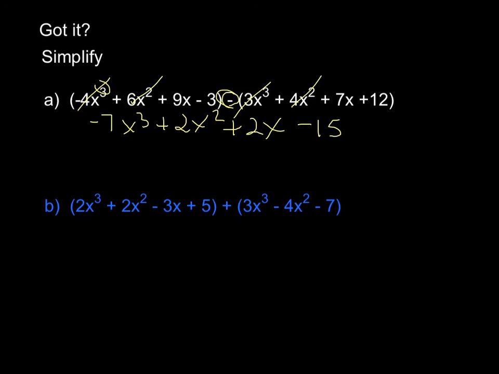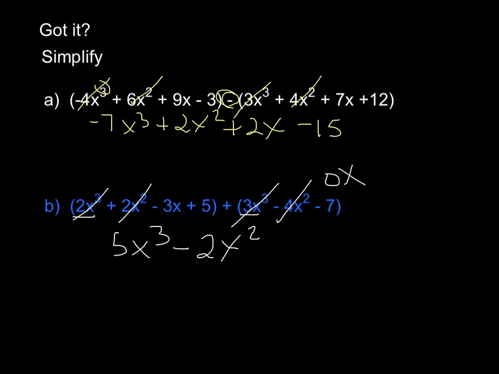In part B, I've got a sum, so again I start with the largest degree. I've got 2x cubed and a 3x cubed, and when I add those I'm going to have 5x cubed, and I'm done with the cubes. I've got 2x squared plus a negative 4x squared. 2 plus negative 4 is negative 2x squared. Negative 3x plus, notice there is no x in the second polynomial. It's like a 0x term in there. So I still have a negative 3x. And my constants are 5 and negative 7, so 5 plus negative 7 gives me a minus 2.